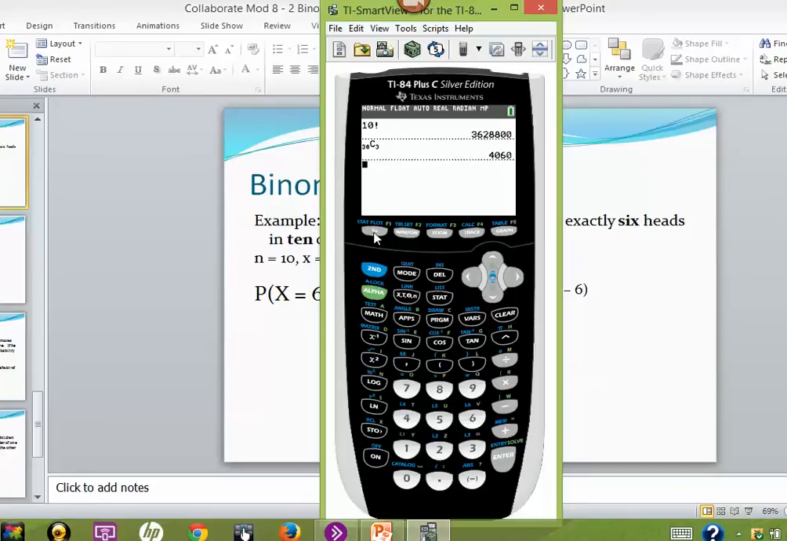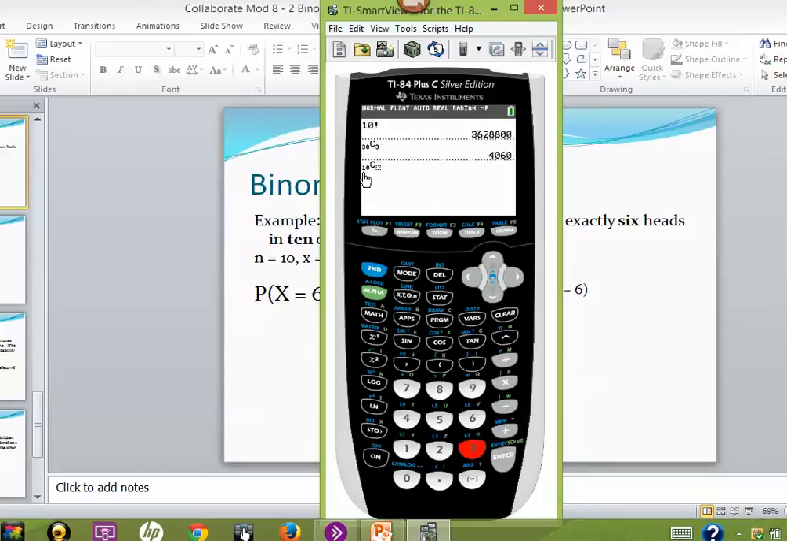To type this in, I'm going to go 10 first. I have to put the number of trials I have. We're going to go to math and then probability. Oops, a little bit too far there. And then we're going to go to choice number 3, the nCr.